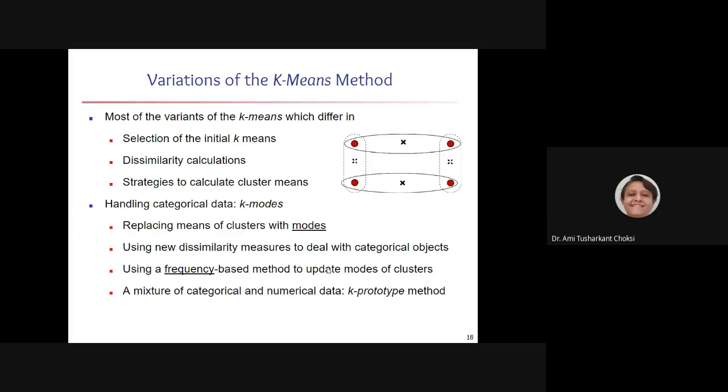Frequency, we know that when the frequency of a particular number is the biggest one, say we are having a few numbers, we find the frequency of each and every number, and whichever number has the biggest frequency, that we consider as the mode of the cluster, right? For a mixture of categorical and numerical data we can use the K-prototype method.